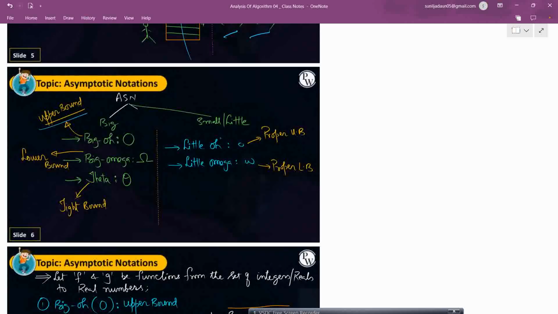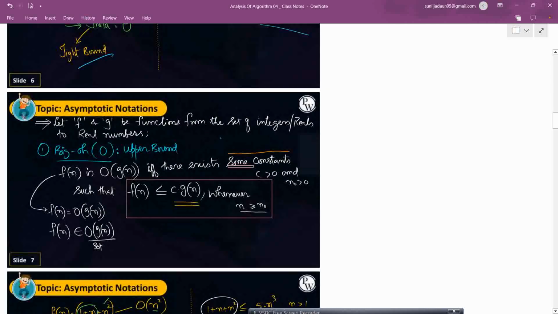Upper bound is big O notation. Then there is small little o, big omega for lower bound, and tight bound is theta. Small little o notation and little omega notation are the proper upper bound and proper lower bound.